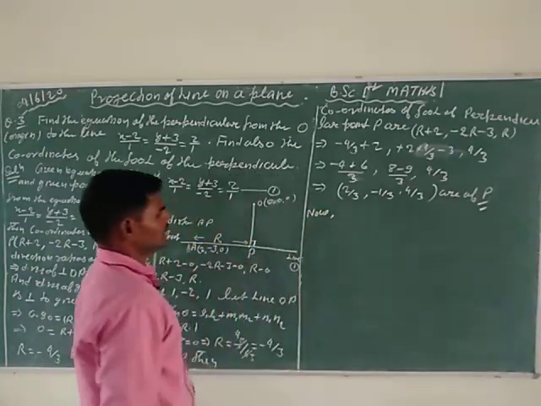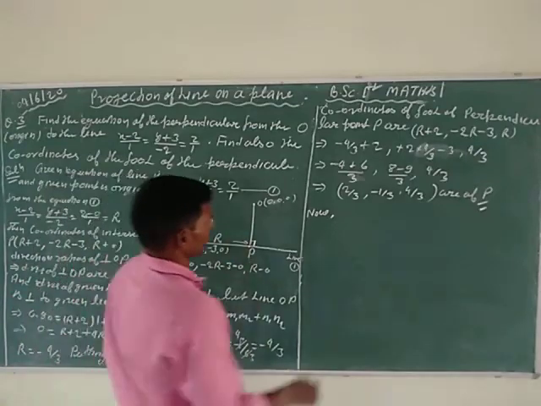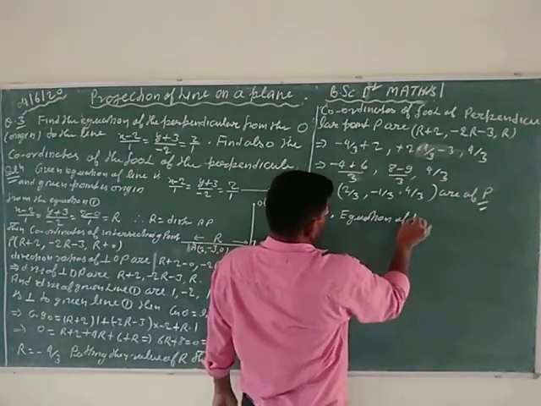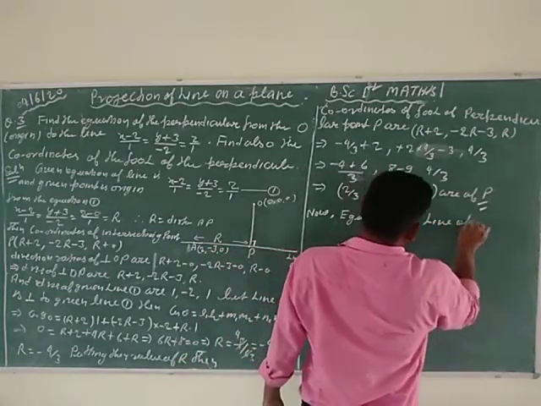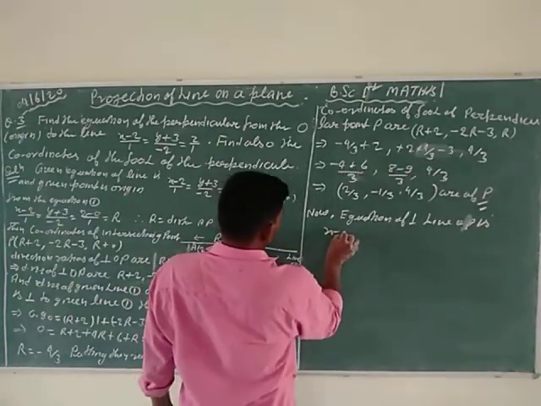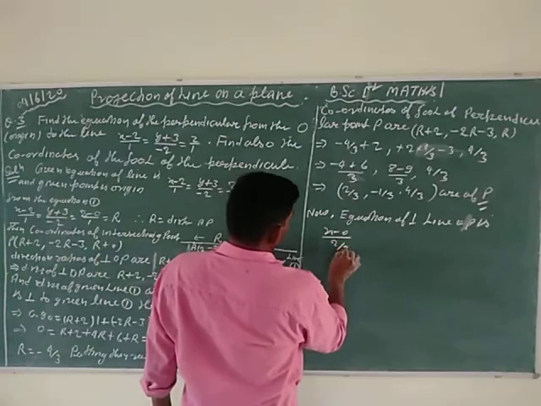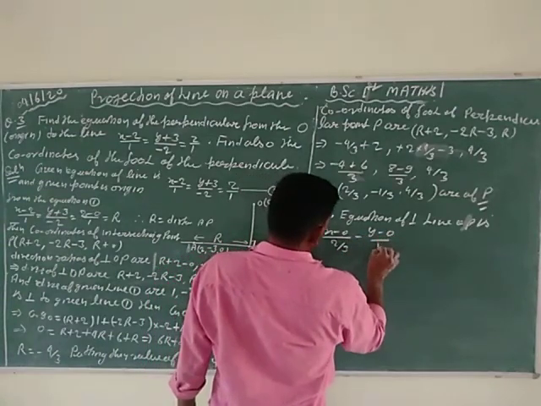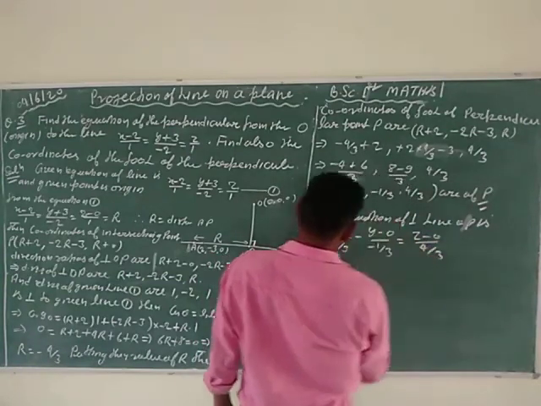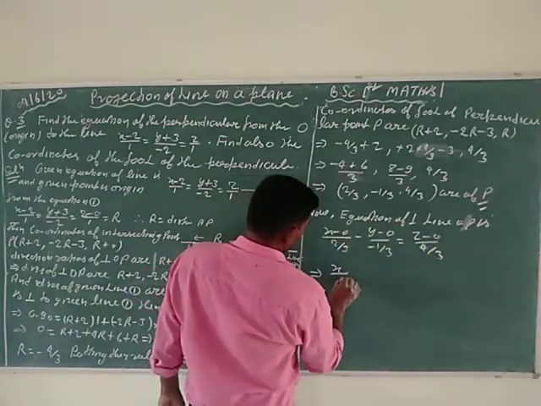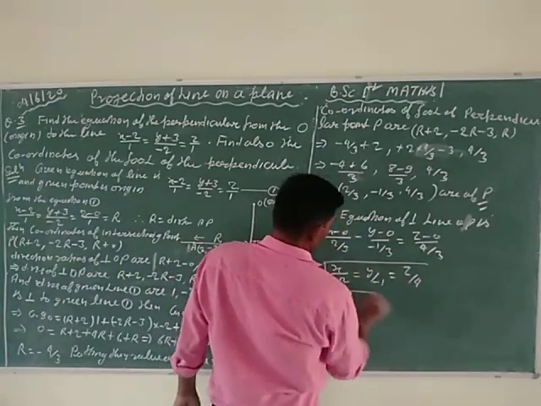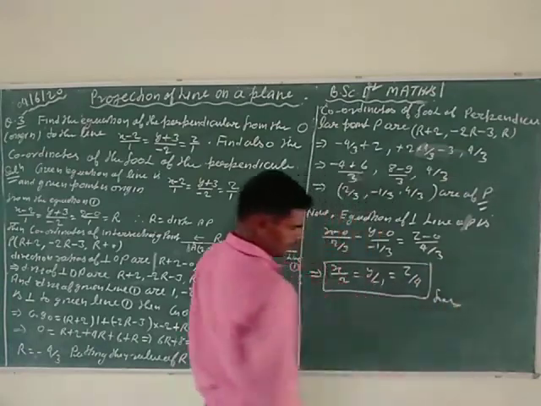Now calculate the equation of the perpendicular line OP. The equation of perpendicular line OP is x minus 0 by 2 by 3, y minus 0 by minus 1 by 3, and z minus 0 by 4 by 3. It is written as x by 2, y by minus 1, and z by 4. This is the complete solution of the question.